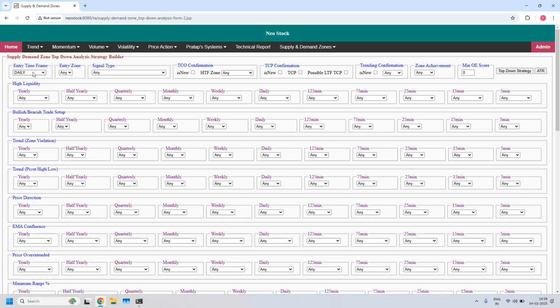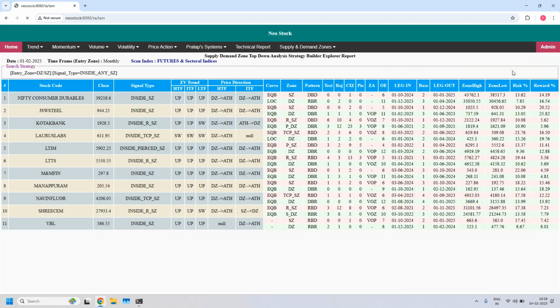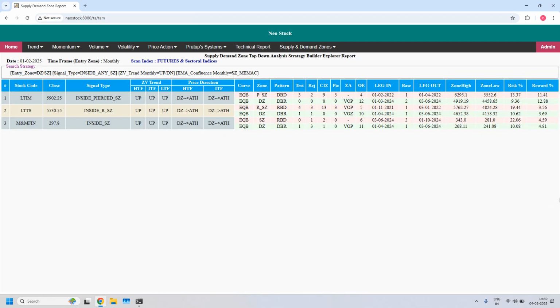Next, monthly time frame. Price closed inside the monthly supply zone. We got 11 stocks. Out of these 11, how many of these monthly supply zones are having monthly EMA Confluence? Let us filter. The EMA Confluence, monthly time frame, monthly supply zone having monthly EMA Confluence, and trend on the monthly time frame either up or down. With these filters, we got 3 stocks. So this is about monthly time frame.